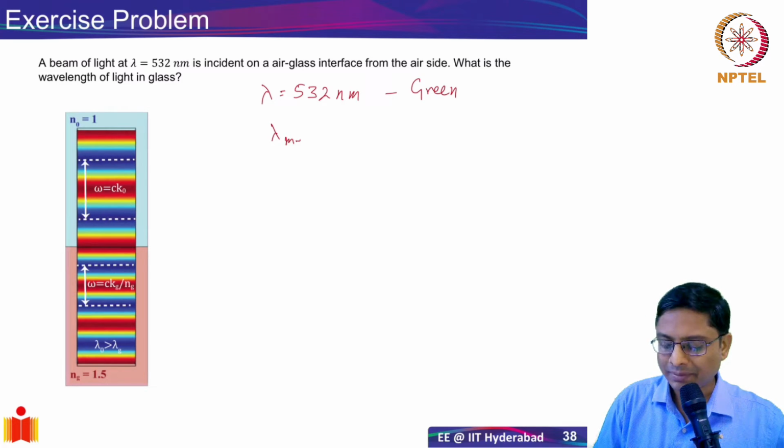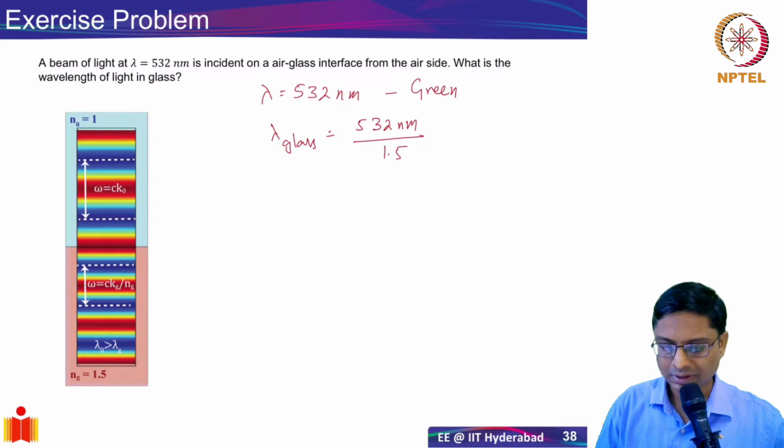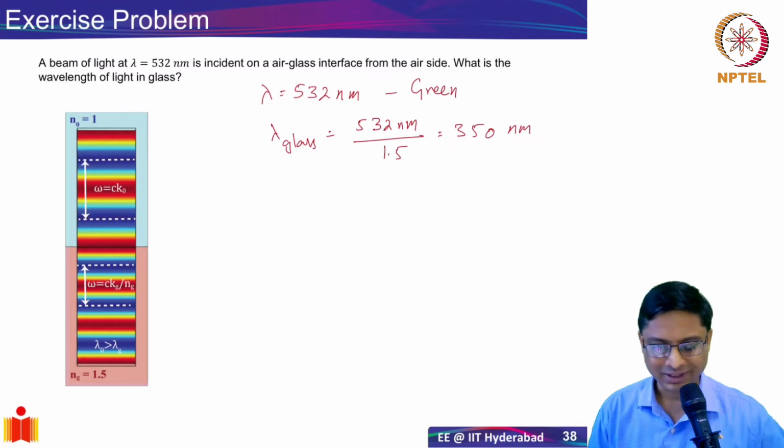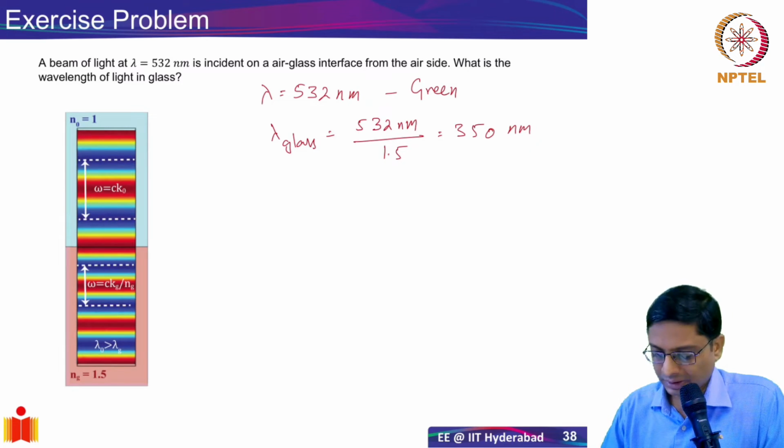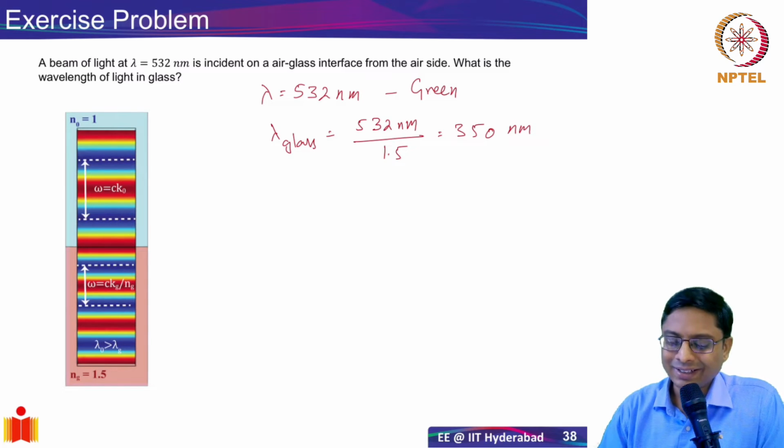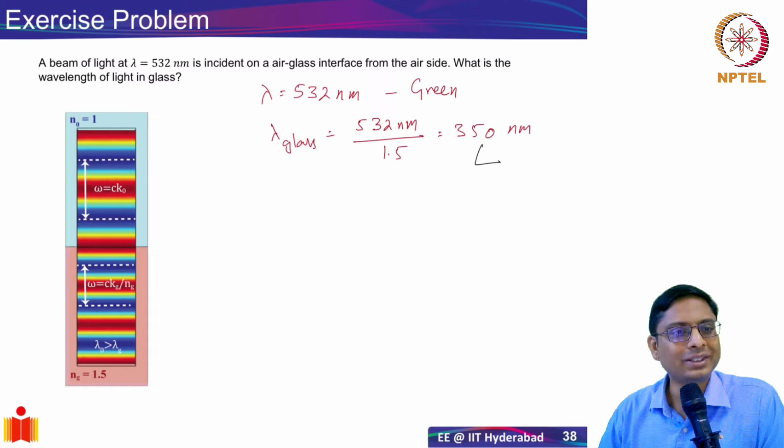So lambda in the medium, let's say glass, is simply 532 nanometers divided by 1.5, and I think this will turn out to be roughly 350 nanometers. 350 times 3, well, something around that. So what does it mean? The wavelength is changing. If you look back, you would have seen that 532 is green and 350 will be roughly in the violet range.